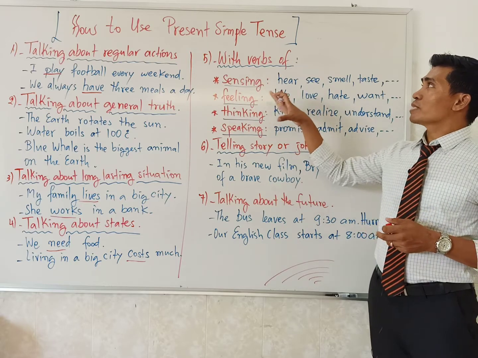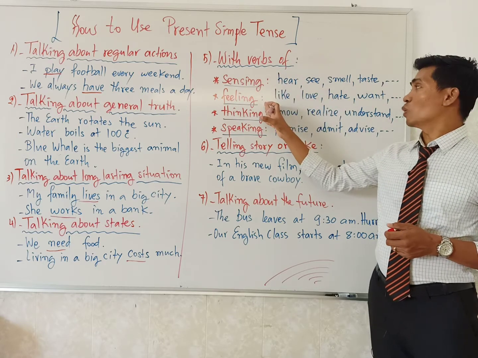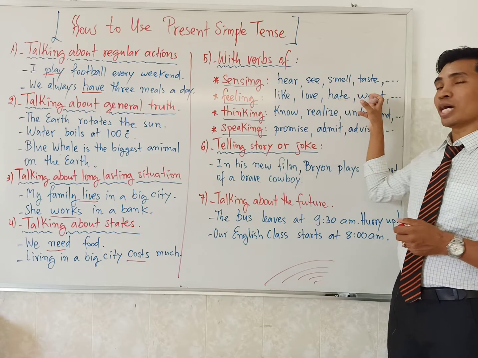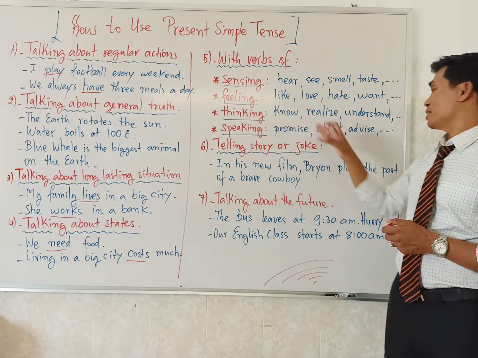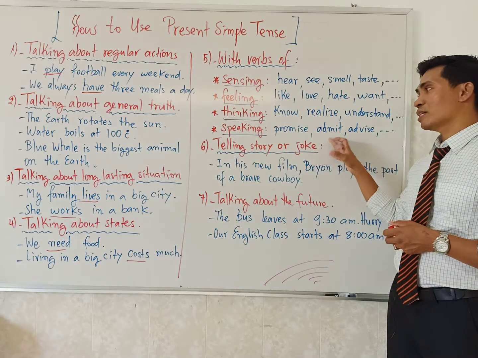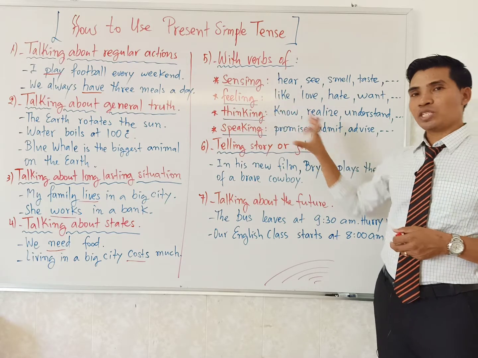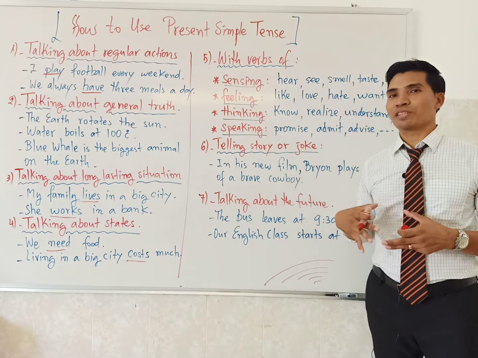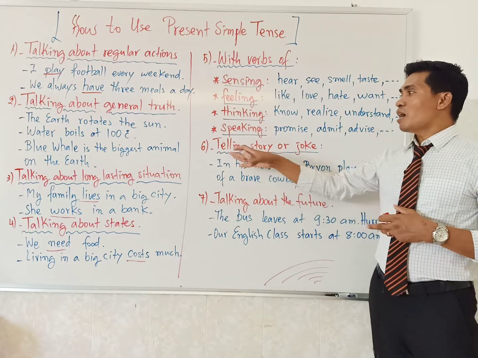So again, we use the present simple tense with verbs of sensing and feeling, like for example, like, love, hate, want. Okay, verbs of thinking, like know, realize, understand. Okay, speaking, promise, admit, advise. So here are the verbs that are used mostly with the present simple tense, and these verbs cannot be used in continuous form.